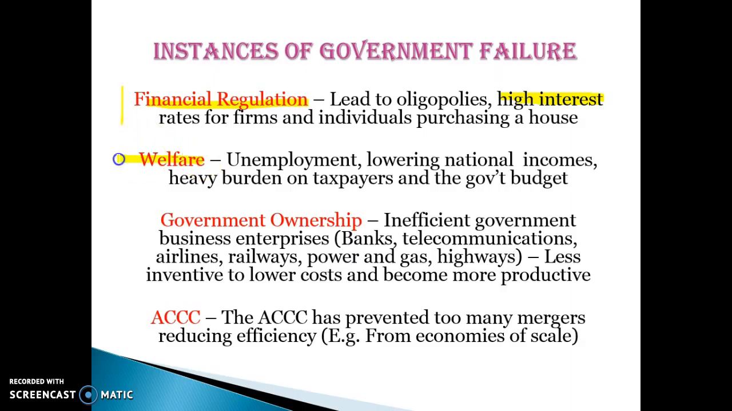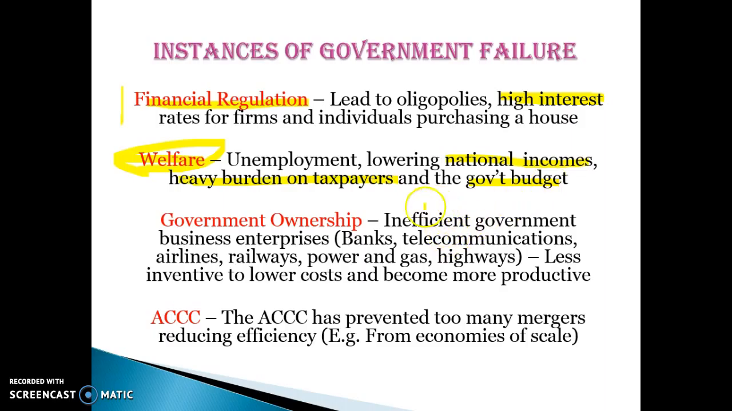Other government failures: excessive welfare. With excessive welfare, more people are going to be unemployed because they're still getting a decent enough income, and that's going to lower national income because fewer people are going back to work. It's going to lead to a heavy burden on taxpayers because we have to pay for all these people on welfare, and it leads to high budget deficits. That links into the idea of increased government debt, in that we have had excessive welfare in the past.